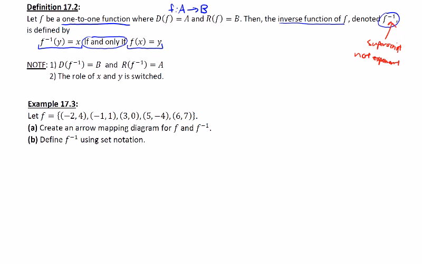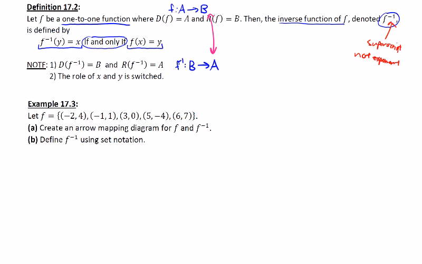Now the first note says that that means that the domain of f inverse is going to be B and the range of f inverse is going to be A. So if I wanted to write that using some mapping notation, I would say f inverse is going from B to A. Notice that that is going to be the exact opposite of what we had up here for f. So all the x values now become y values, all the y values now become the x values. So we're switching the role of x and y.